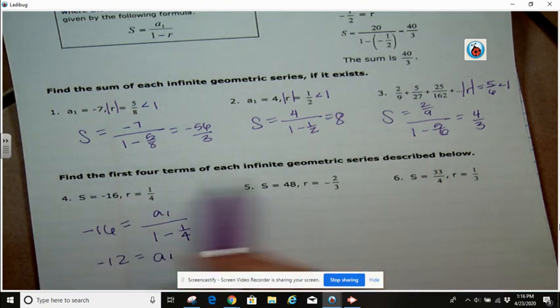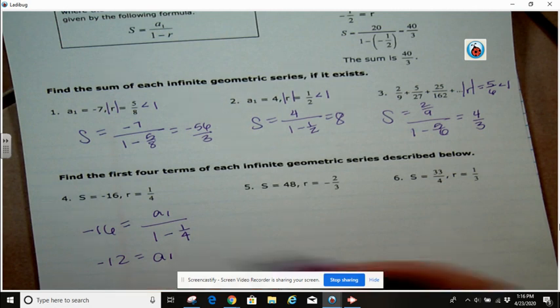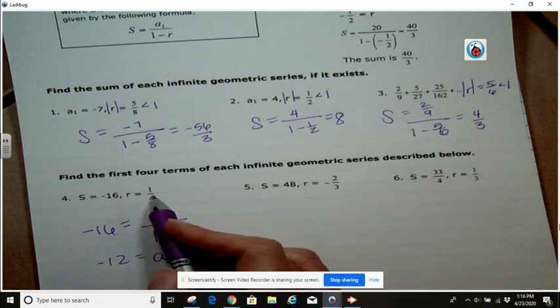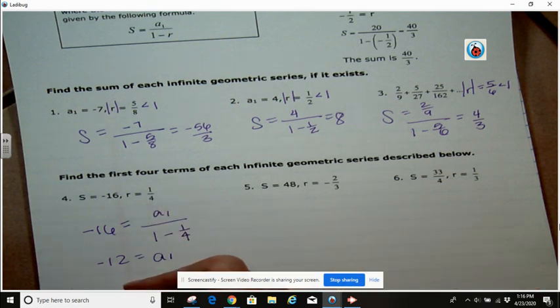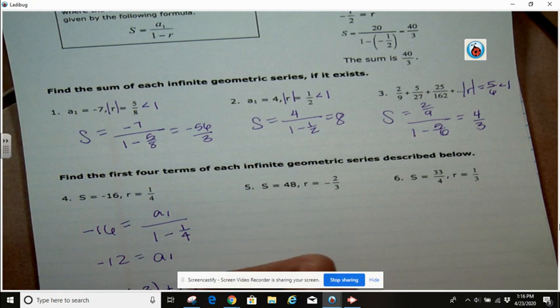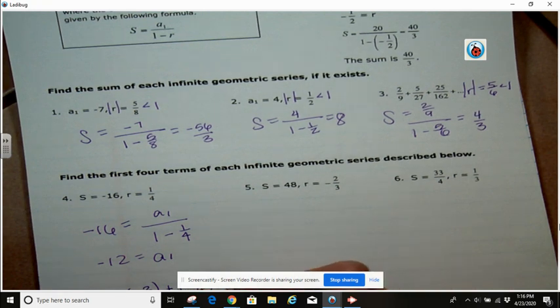Then I can write the first 4 terms, because now I know the first term is 12, and then you would multiply by 1/4. So then your next term would be -3. Multiply by 1/4 again, you get -3/4. Multiply by 1/4 again, and you get -3/16.